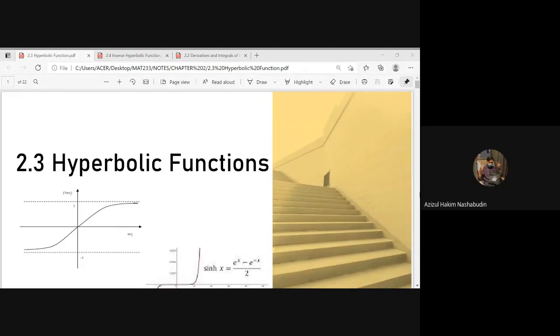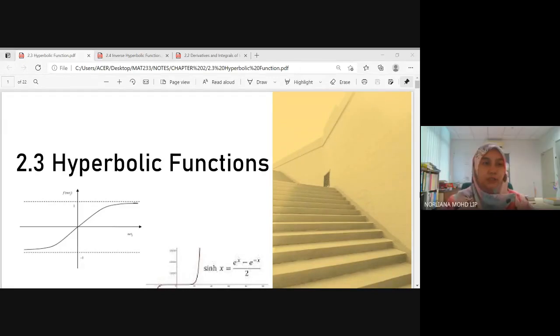Waalaikumsalam. Okay, today we will continue our chapter 3. Okay, 2.3, the hyperbolic function, and also the inverse hyperbolic function.